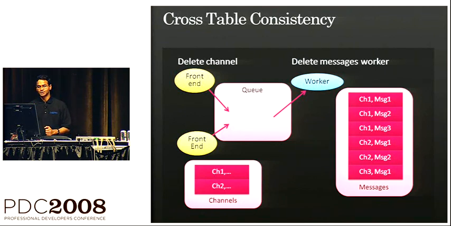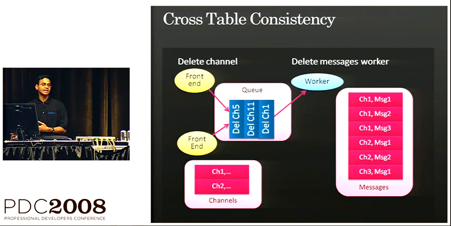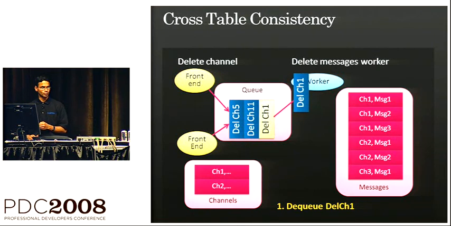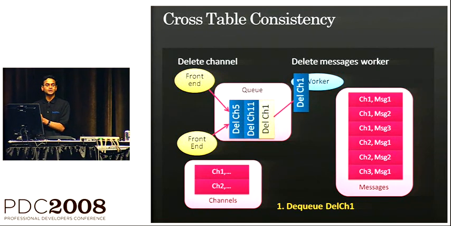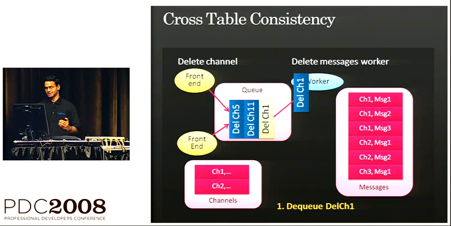So what happens? You have two different front ends which receive messages to delete channels. Each of them queues entries into the queue. So if the first one says delete channel 1, another request says delete channel 11, and the third request says delete channel 5. The worker polls this queue at periodic intervals, and it retrieves the first queue entry, which says dequeue channel 1. So worker 1 tries to perform the delete channel 1 operation.